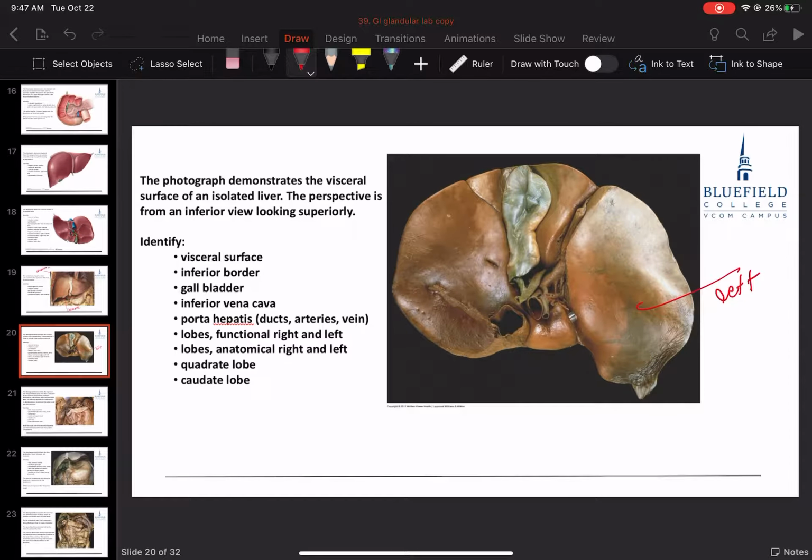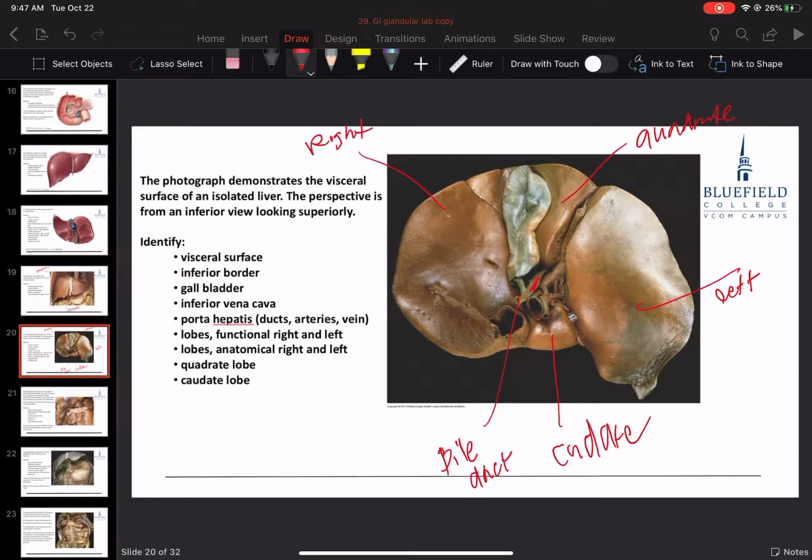What would this be? Quadrate, and here's caudate back here. And we see, of course, the gallbladder, the fundus out here, the body, the neck. We don't really see it all that well, but we see the cystic duct right here. So here's the common hepatic duct. And then this transected part right here is actually the bile duct. This is the inferior vena cava.